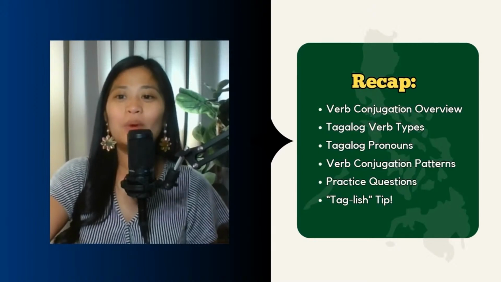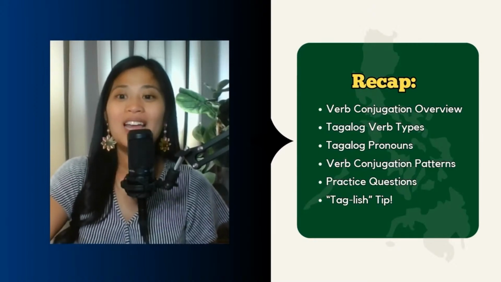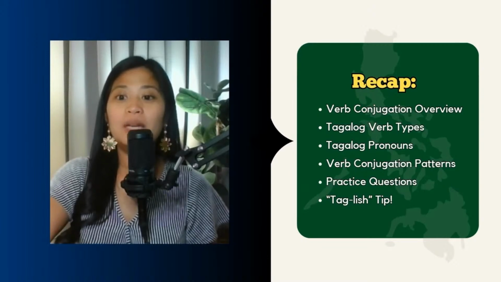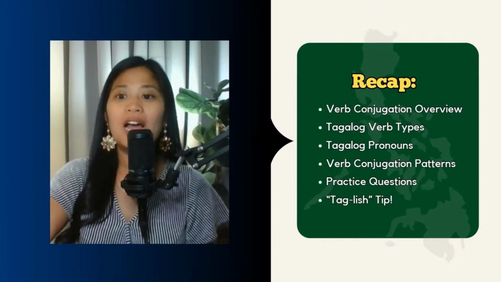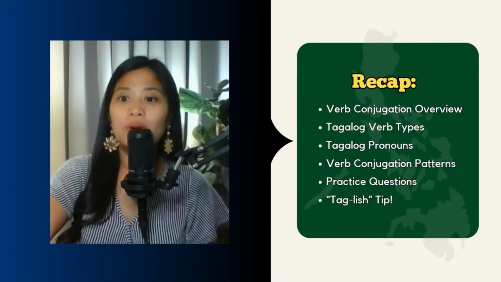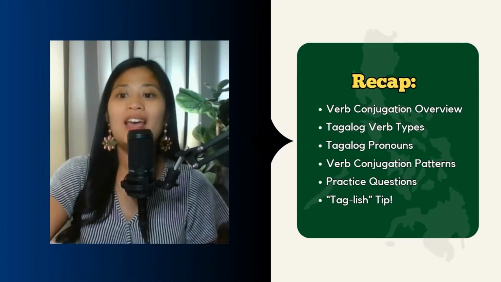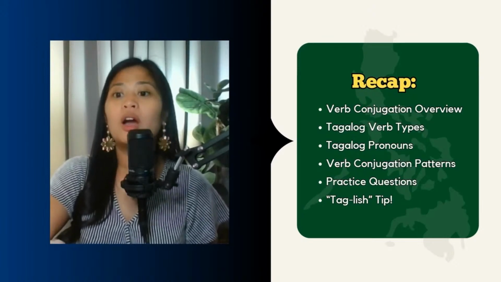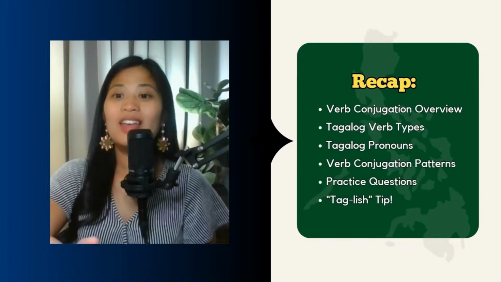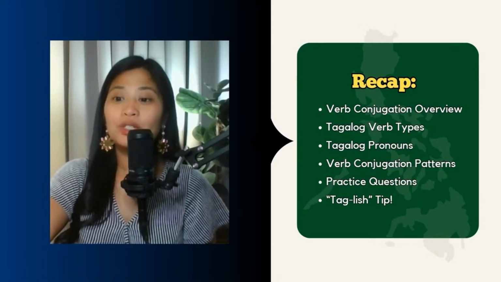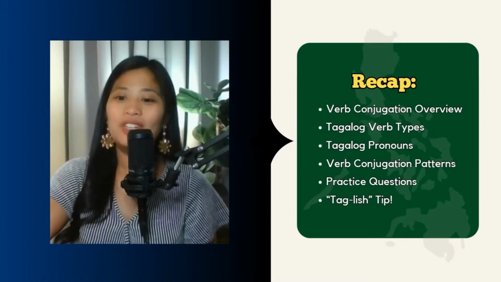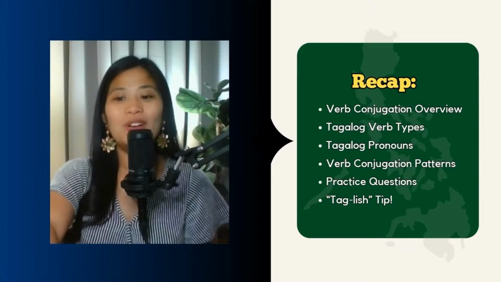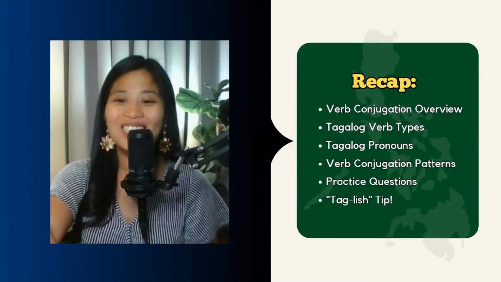First, we talked about what it means to conjugate a verb. Then we talked about the 5 different types of Tagalog verbs, mag, ma, in, and e verbs. Then we talked about different Tagalog pronouns, so subject pronouns for actor-focused verbs, and then possessive pronouns for object-focused verbs. Then we learned the different conjugation patterns for all of these verbs and even did some practice questions. And then we finished it off with a Taglish tip, which I hope you can start using in a conversation.